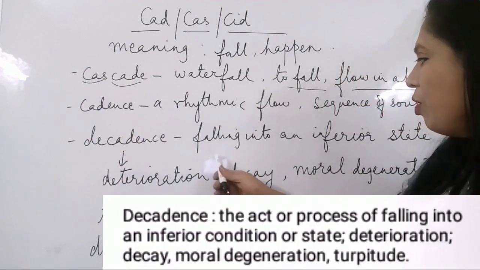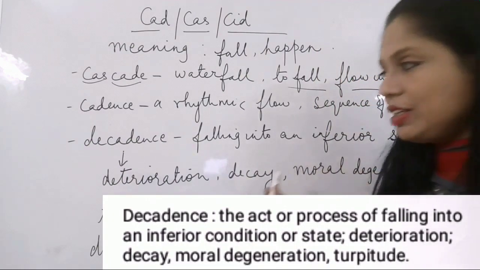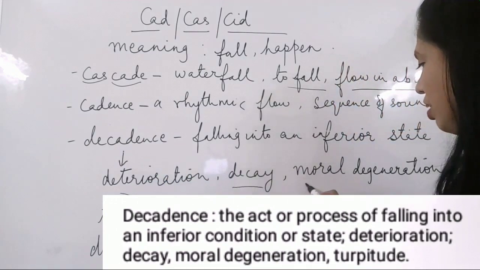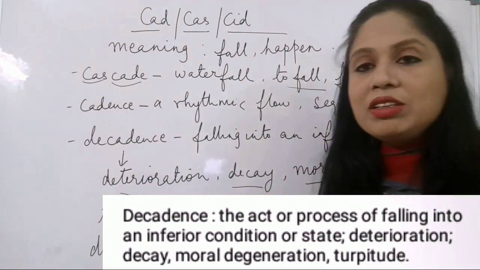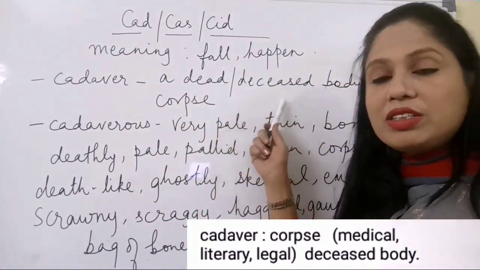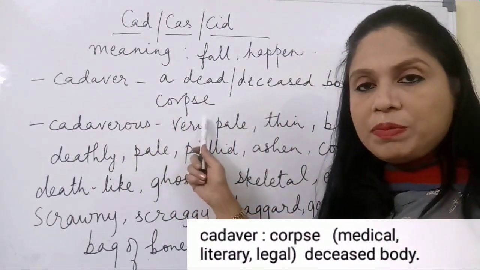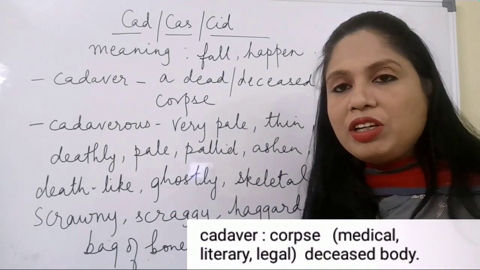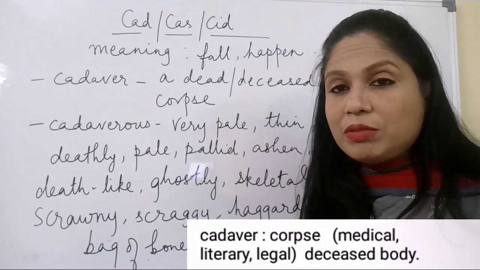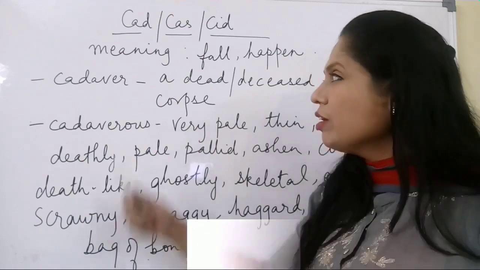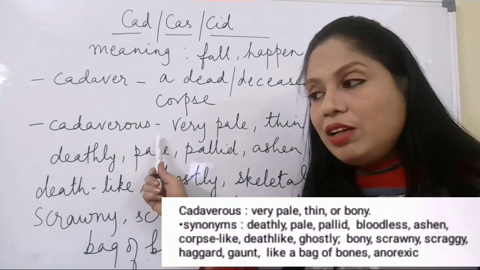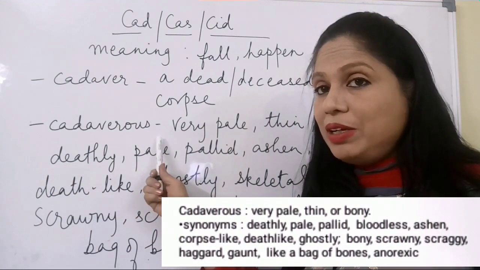Decadence means falling into an inferior state, a deterioration, decay, or a moral degeneration. A cadaver is a dead or a deceased body. A corpse is a synonym of a cadaver. Something especially used in legal or medical terms for dissection, etc. is a cadaver. Cadaverous simply means like a dead body, not dead, simply like it.